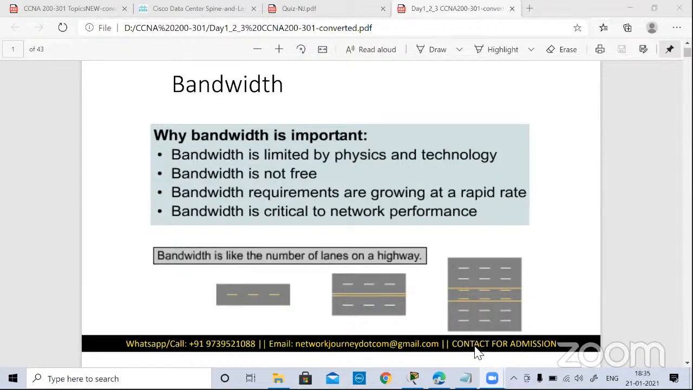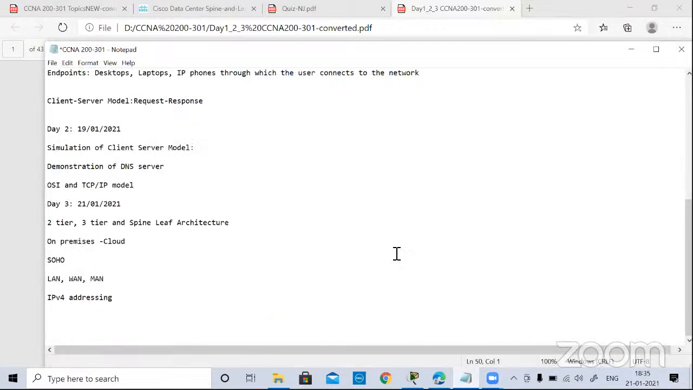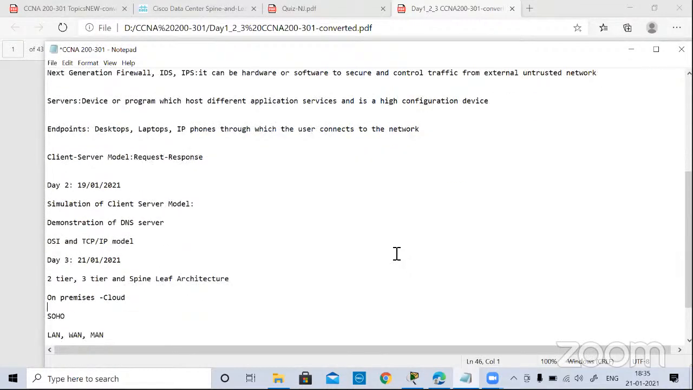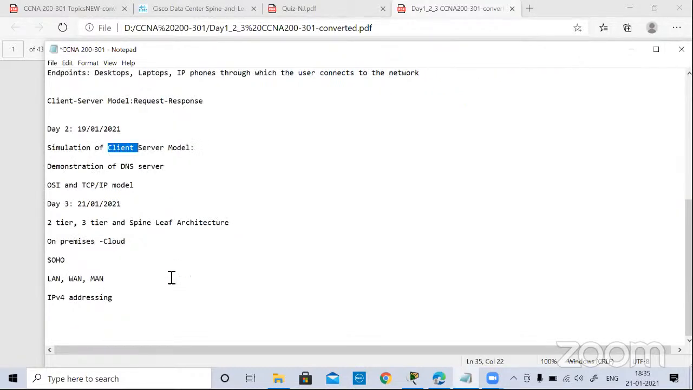So let me first talk about what we could complete so far. We did all the networking devices. We understood the installation of Packet Tracer, and we did some simulation of the client-server model. And briefly, we have understood what the OSI and TCP/IP models are, a 7-layer OSI model and a 5-layer TCP/IP protocol suite. Today, I will talk a little about 2-tier, 3-tier, and spine-leaf architecture, and something related to LAN, WAN, MAN, and a bit of IPv4 addressing.